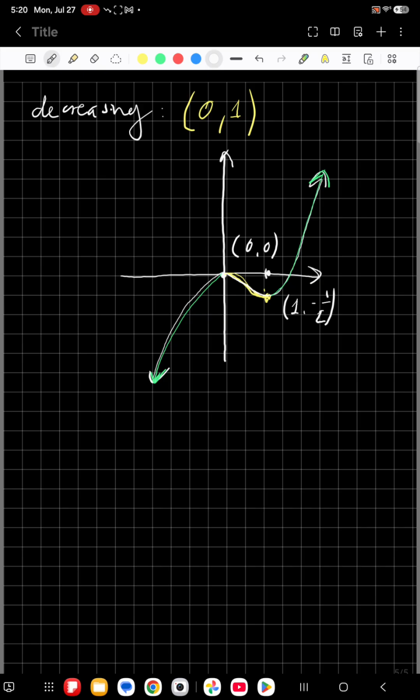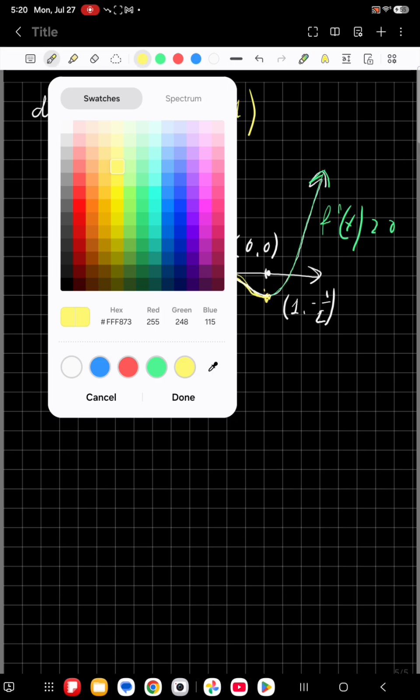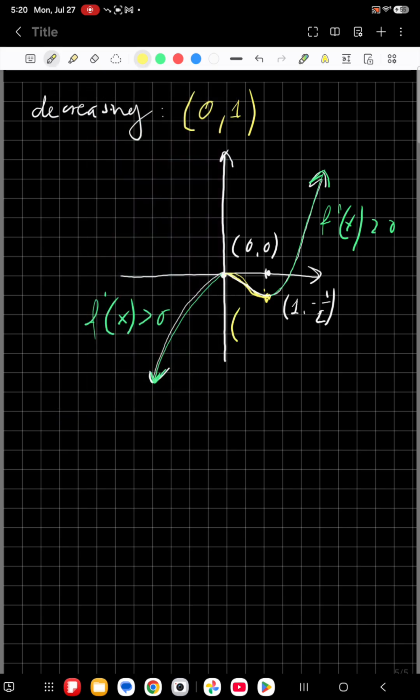Okay, so let me just write this. f prime of x was greater than 0 here. f prime of x on this side was also greater than 0. This is not supposed to be 2, it's supposed to be greater. And then here, that interval, the derivative was less than 0, f prime of x is less than 0.